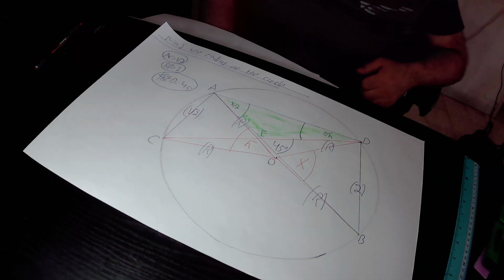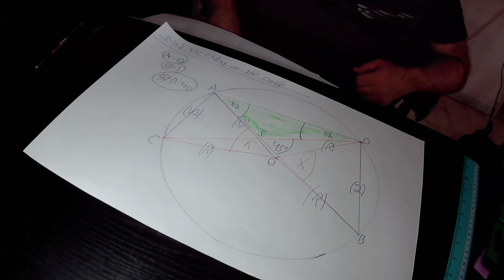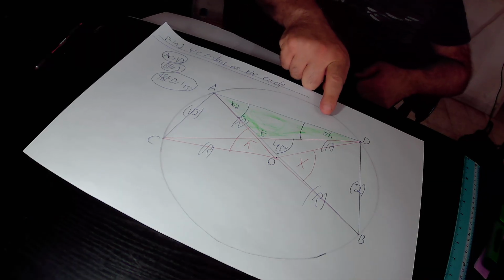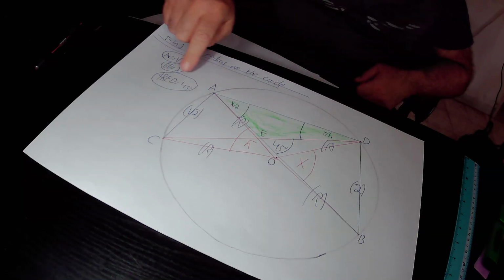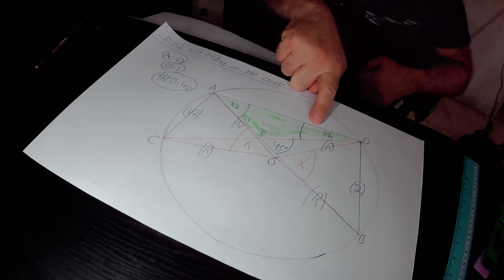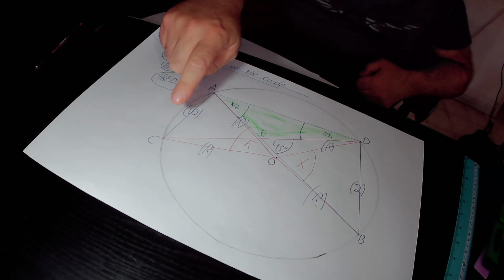Okay. In the next step, we defined the size of this peripheral angle CDA. This angle is y over 2. This is peripheral angle CDA. This peripheral angle CDA is subtended on chord CA.